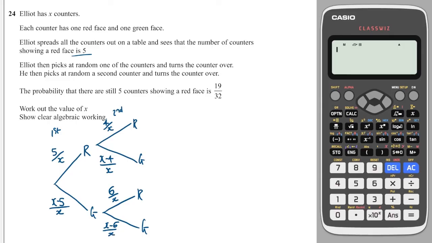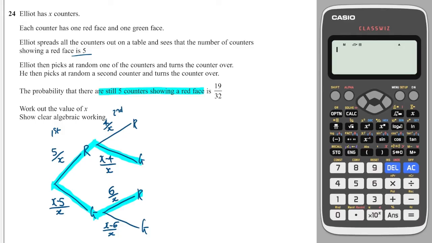Okay, now which are the ones which we are interested in? Well, we want there still to be 5 red counters on the table. So the only way that can happen is if we picked a red, flipped it over, then picked a green and flipped it back. Or picked a green, flipped it over, then picked a red and flipped it back. So those are the only ways you're going to get back to where you started, picking a red then green or a green then red.